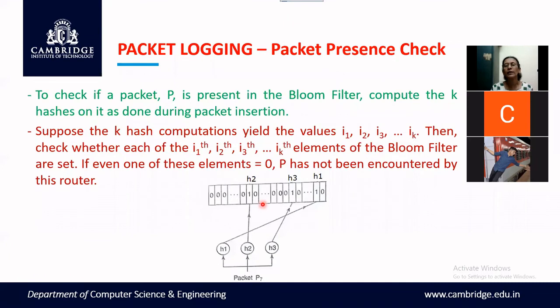Now, by this method, if a packet has not entered, then you are sure that the entry will not be there. So there will not be any false negative. But suppose a packet has not passed through it, then also it may indicate that the packet has passed through it. That is, there is a possibility of a false positive.